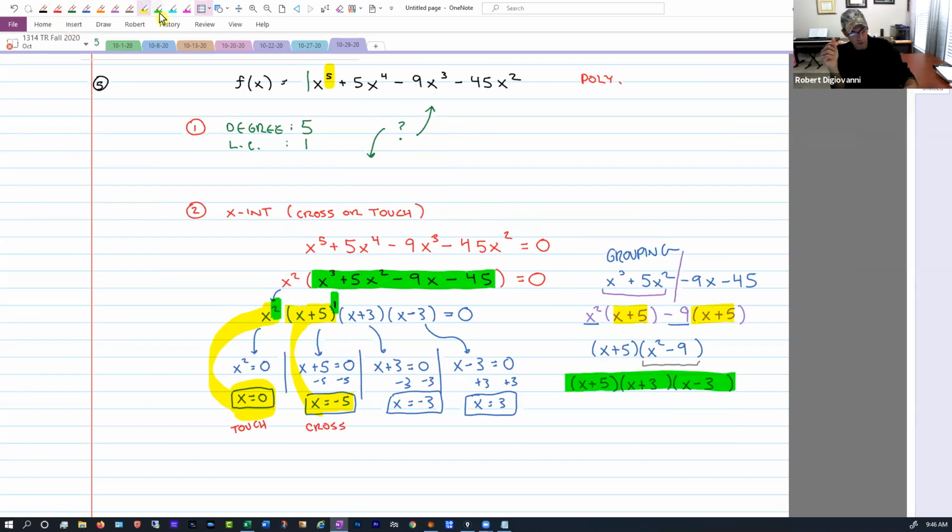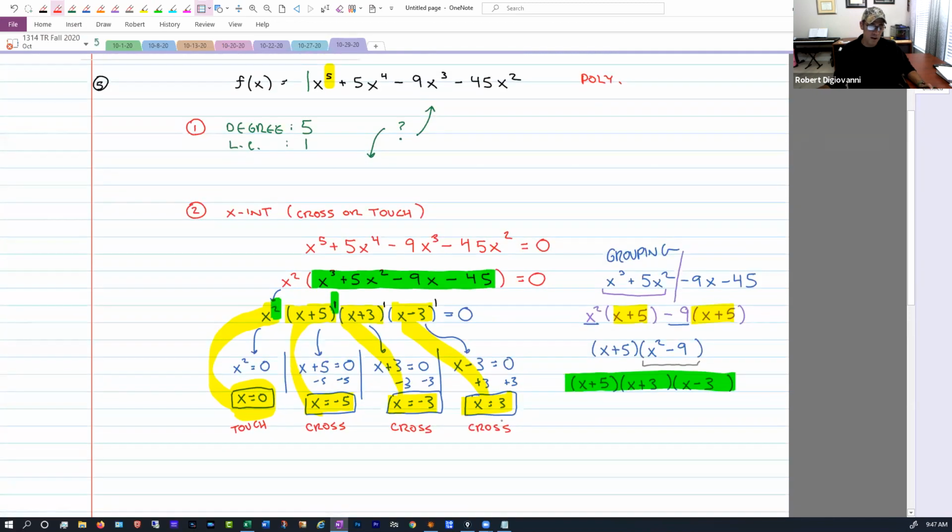And then we do the same thing for the remaining ones. At -3, we come up, where did that come from? Came from here. What's the power on that? Well, it's a 1, and that means we are going to cross. And the last one, same thing. That one came from here. The power on that one is a 1, and that means we're going to cross. Is that clear to everyone?